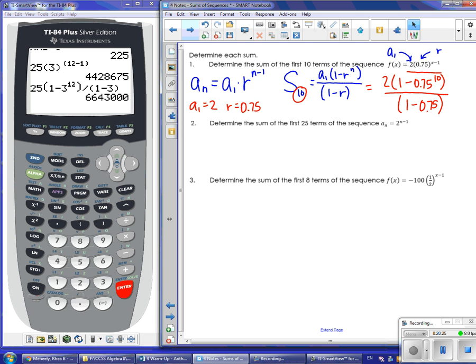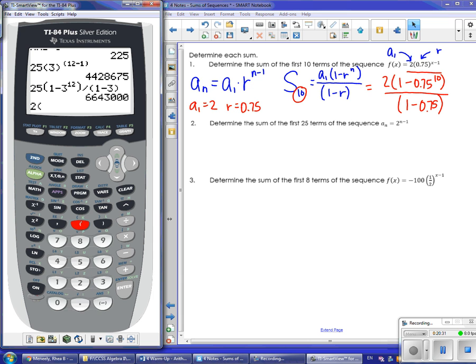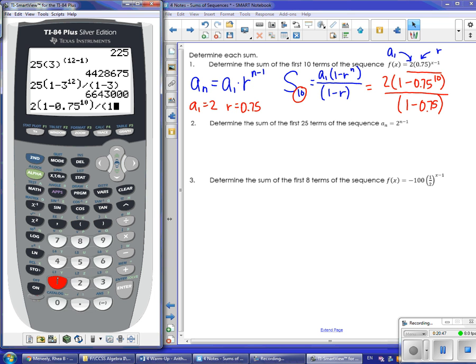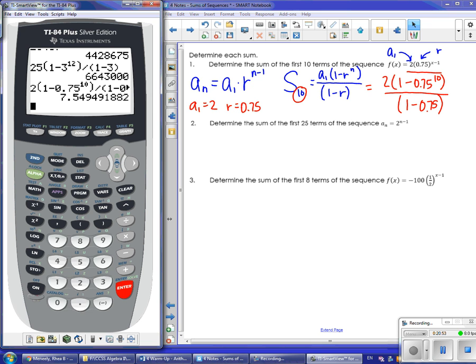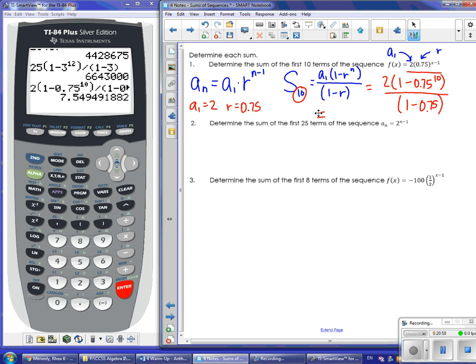And I can just type that all into my calculator the way it appears. 2 times the quantity 1 minus 0.75 raised to the 10th power. And again, you want to make sure you move your cursor out of the exponent before closing the parentheses. And then divide by the quantity 1 minus 0.75. And when you press enter, you get 7.549.